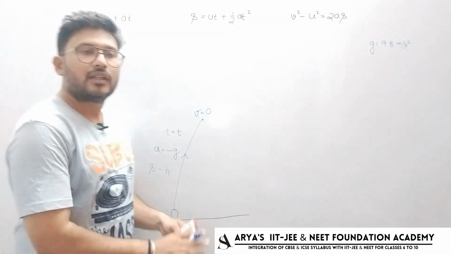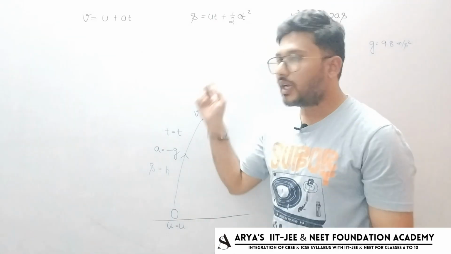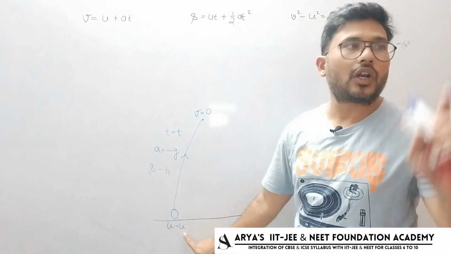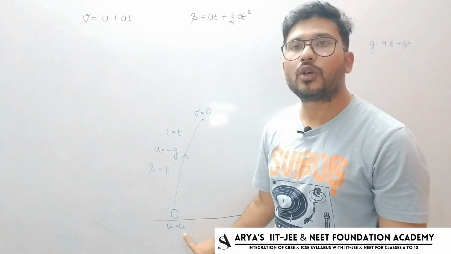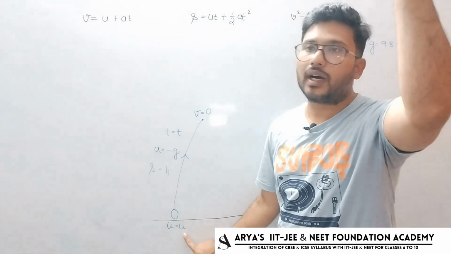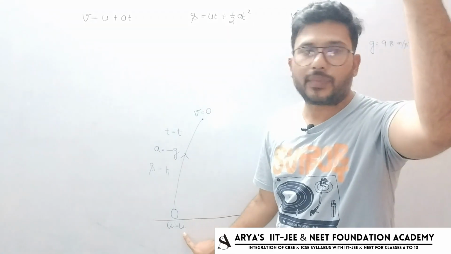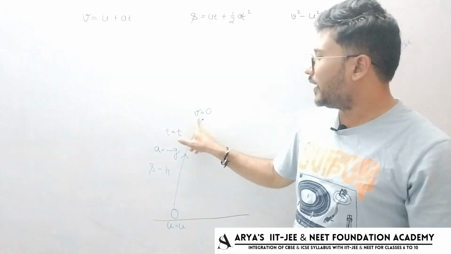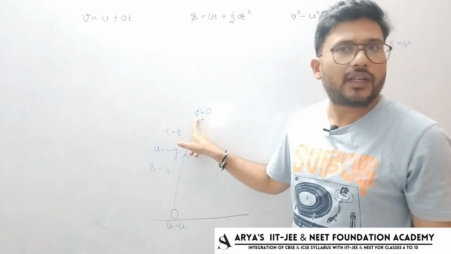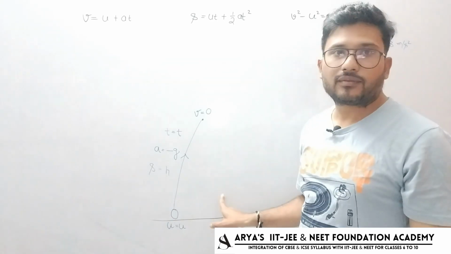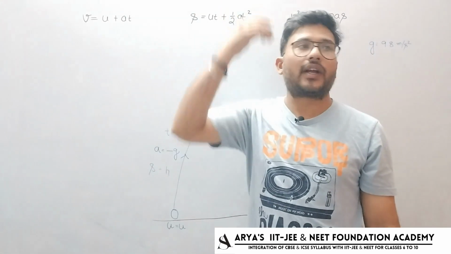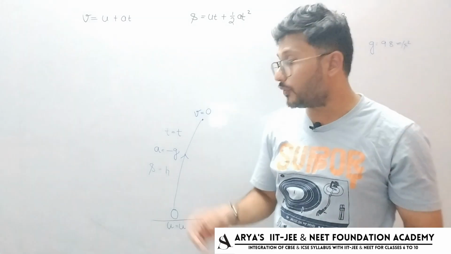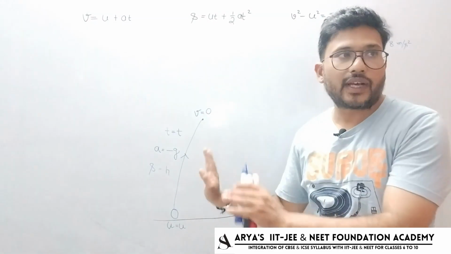Are you understanding? Once again, when the body is going up, what changes can you observe? Number one, u value should not be equal to 0. If it is equal to 0, the body cannot move, it cannot go up. So definitely u value should be u. When it reaches the final point, v is 0. So that only it falls down, or else it will keep going like a rocket. When it falls down, a becomes positive. That is the second case.